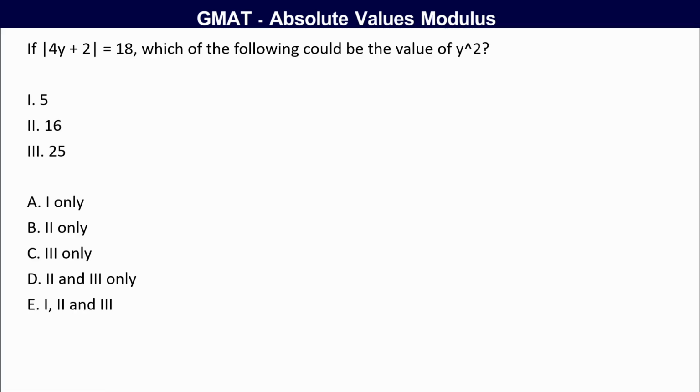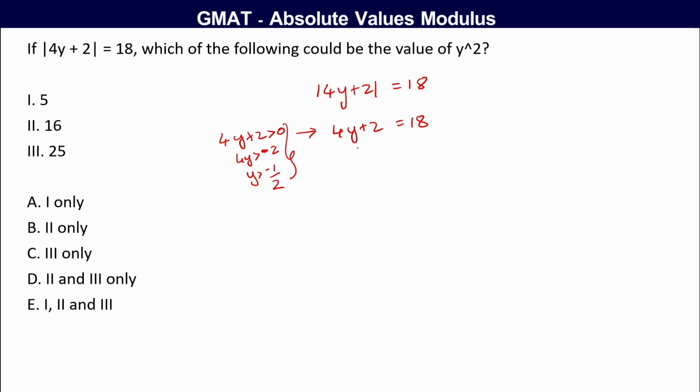You don't have to always solve for the answers. Let's see what we have in the next question. If |4y + 2| = 18, which of the following could be the value of y squared? Okay. So they are telling us that |4y + 2| = 18. We know that mod will always give you a positive value. So if 4y + 2 is greater than 0, that is 4y is greater than -2 and y should be greater than -2/4, that is -1/2, then we open the modulus as it is.